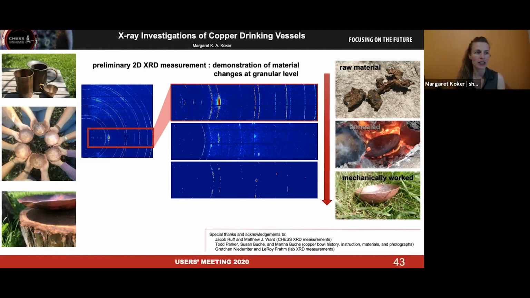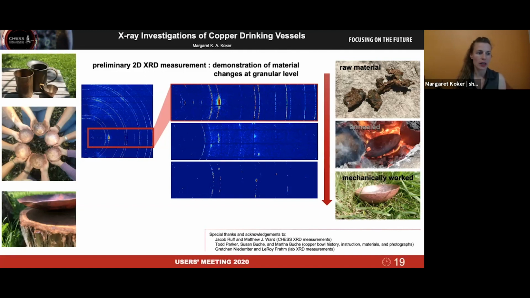My new project is going to be focusing on metal, primarily copper, and its use in cultural heritage items. So I made some preliminary measurements at what was formerly A2 long ago when the 6M Pilatus detector was brand new. And we're trying to look at how material develops in the process of making these copper drinking vessels.